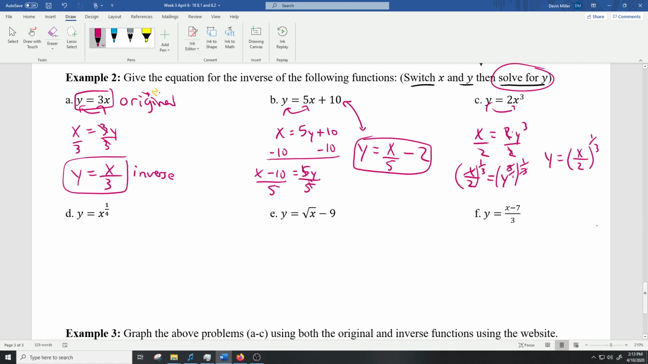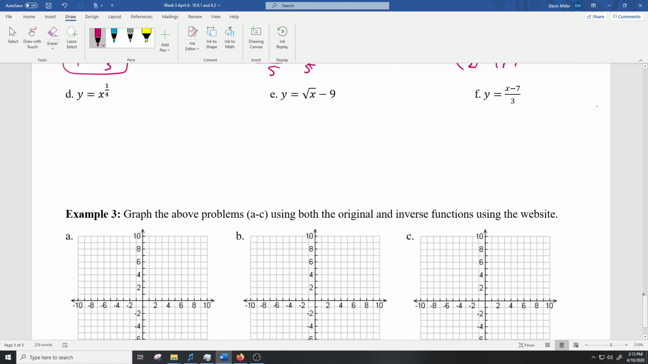All right, part D. 3 more here, and then we'll graph some, and we'll be done. Switch the x and y. Don't forget that first step. It's pretty important. Then we're going to solve for y. Kind of like the same thing we did in the last one.